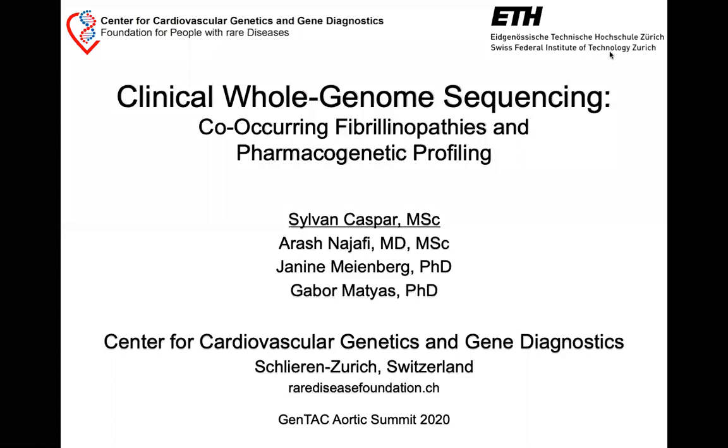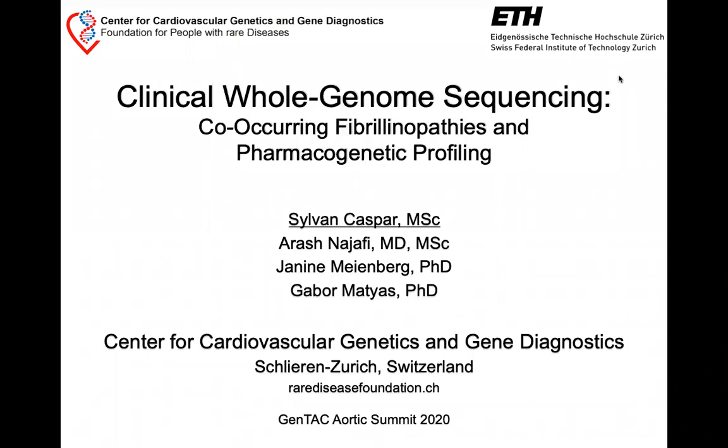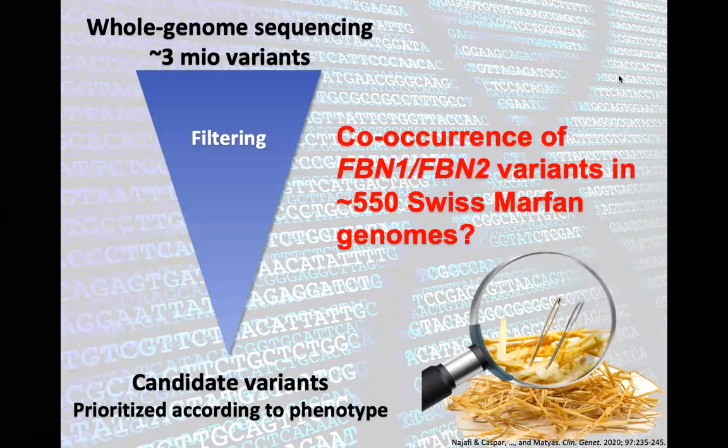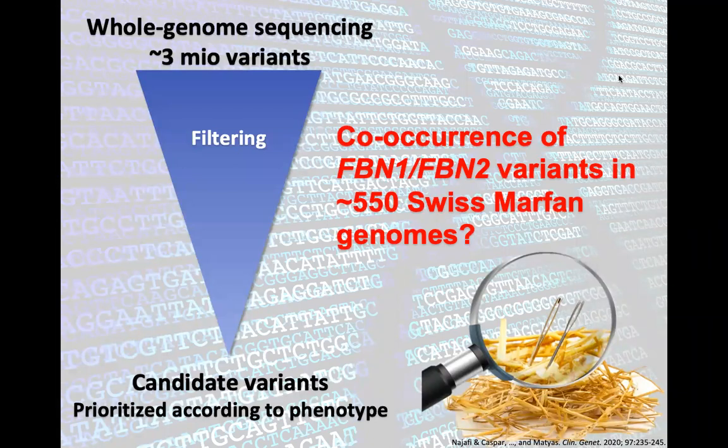Hi everyone, it is my pleasure to give you this brief presentation of our abstract entitled Clinical Whole Genome Sequencing, Co-occurring Fibrillinopathies and Pharmacogenetic Profiling. As indicated by the title, in this project we set out to detect co-occurring mutations in the fibrillin-1 and fibrillin-2 genes. To this end, we analyzed our database containing roughly 550 genomes of patients with suspected Marfan syndrome or related disorders.